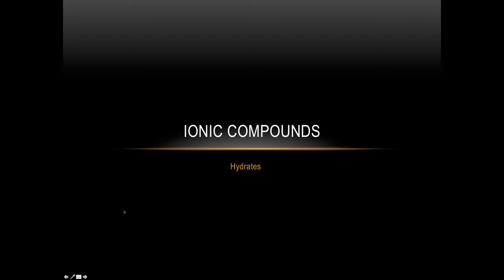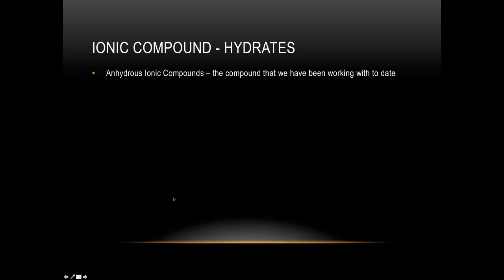The last type of ionic compound that we are going to discuss are what are referred to as ionic hydrates. So far, when we've been talking about ionic compounds, the type of compound that we have been discussing would be considered an anhydrous ionic compound. The term anhydrous indicates that there are no waters present.